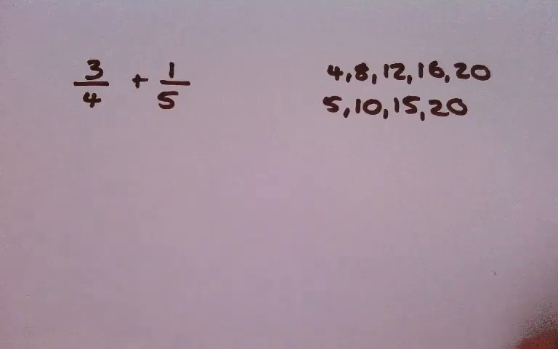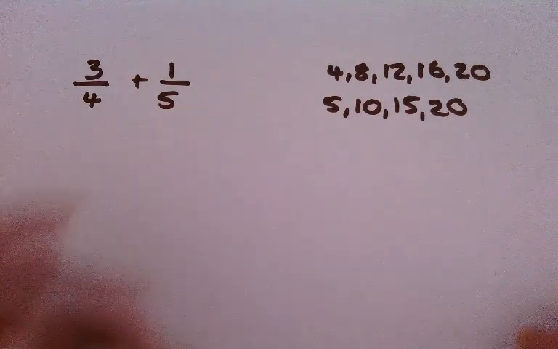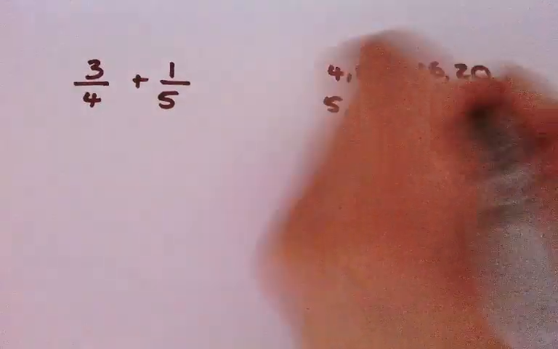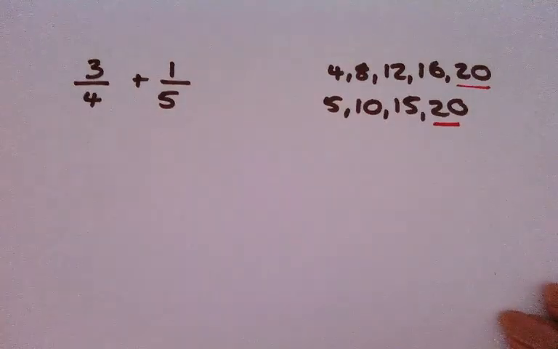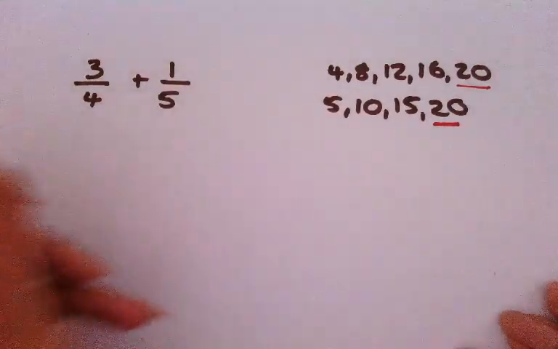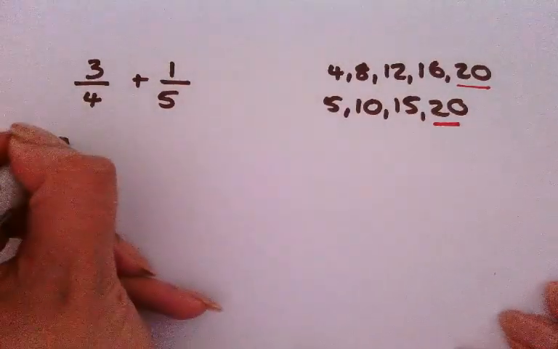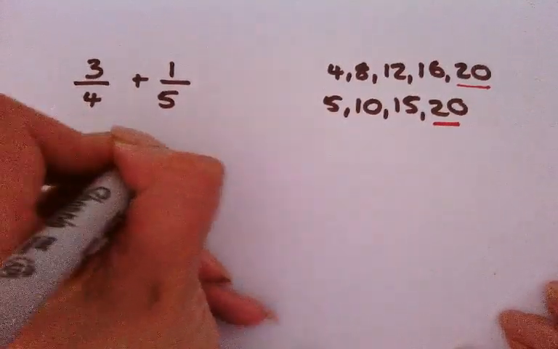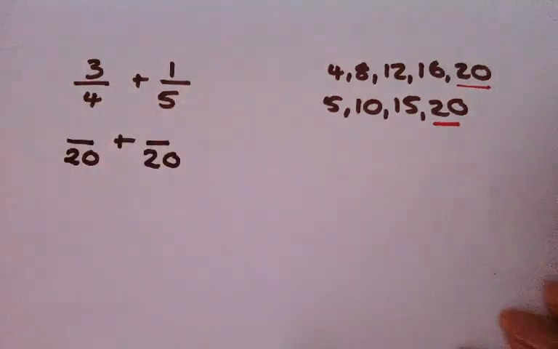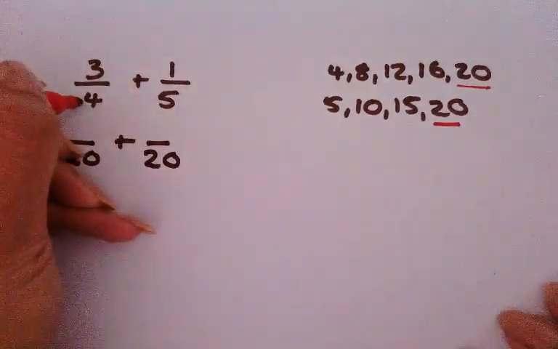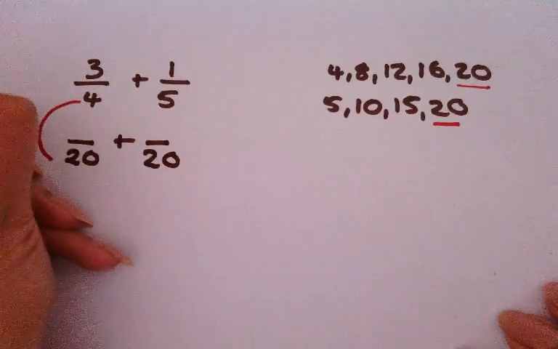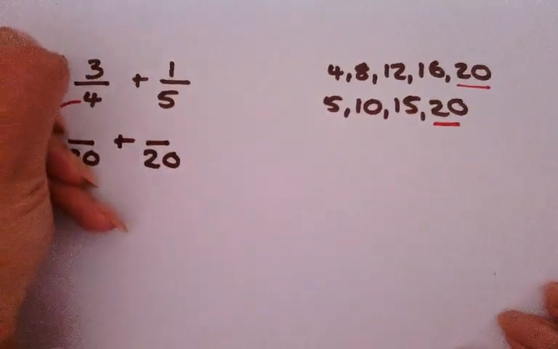Moving on to the second one, I've got 3/4 plus a fifth. So to get the lowest common denominator, I can just do 4 times 5, which is 20. 20 is in both of their times tables. So I can get my 20 ready. And then I need to look at the denominators first. How do I get from 4 to 20? Times by 5. I need to times the top by 5 as well.